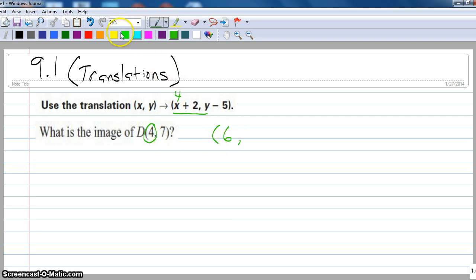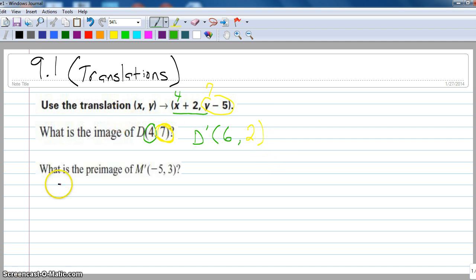And then I'm going to get the 7. 7 is y, and y says to subtract 5. So I'm going to put 7 right here. 7 minus 5 is 2. So (6, 2) is your brand new point. They call that D apostrophe, or D prime. So D prime is (6, 2). That is my brand new point, my translated point.